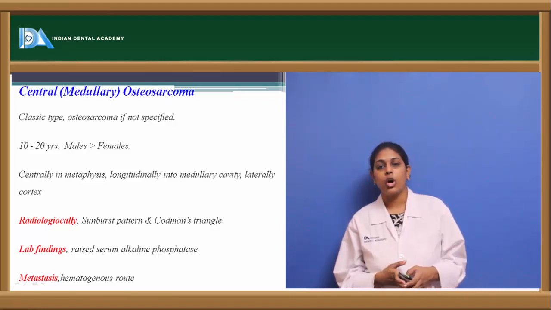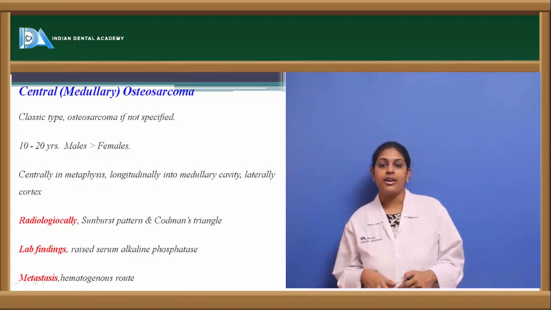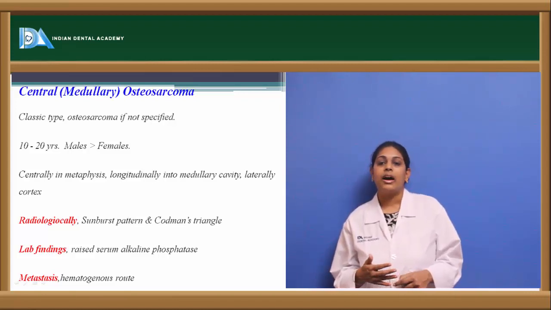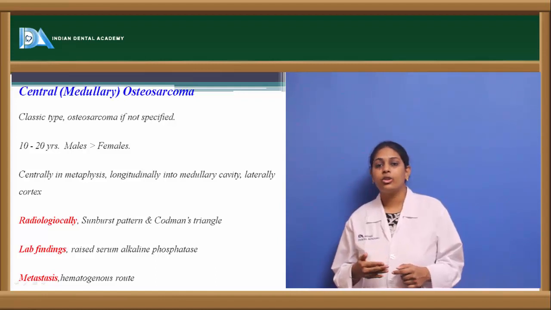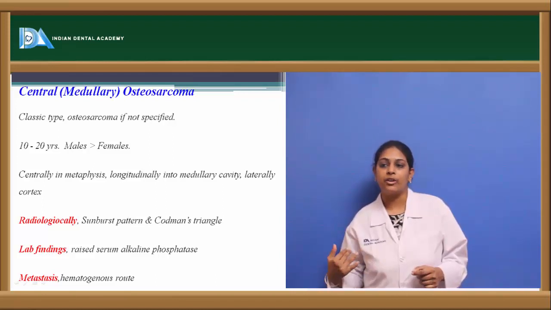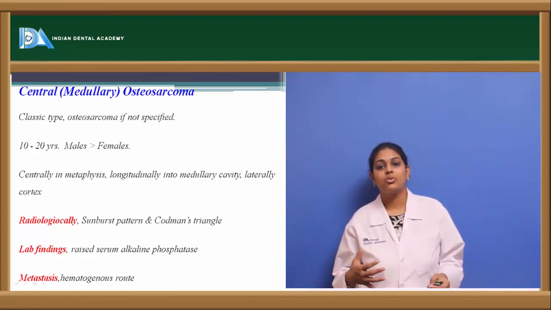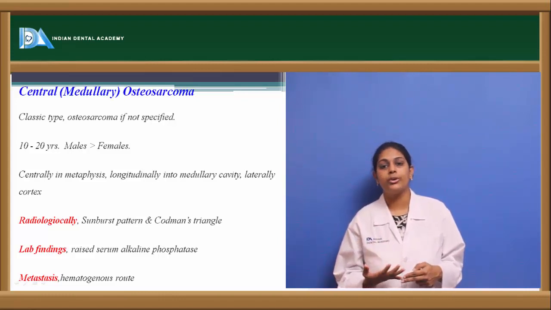And the common area where we see the central type is, as the name itself suggests, centrally within the metaphysis region, and from there this tumor can extend longitudinally into the medullary cavity or the bone marrow cavity, and then from there it extends peripherally, that is laterally, adjacent to the cortex region. So this is what we see in osteosarcoma progressing to the adjacent areas within the bone.